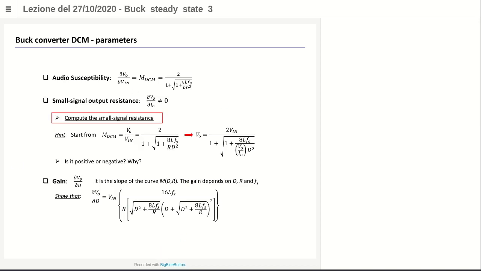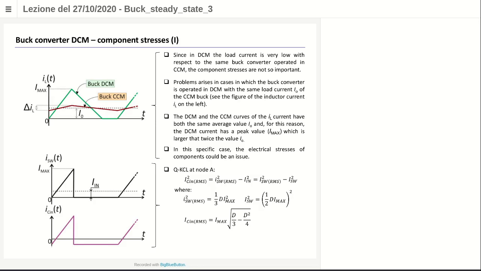Compare these parameters with those I derived from the CCM computation. Now, this is the slide that shows you why typically the DCM is not the classical operating mode for a buck converter. This is not the classical operating mode because of this reason.